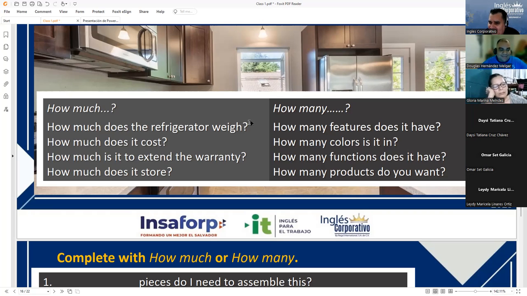Yes. How much is singular and how many is plural? Yeah, how much is non-count para los no contables y how many para los contables. How many, okay? So, how many features? Features, characteristics. How many characteristics does it have? How many colors is it in? ¿En cuántos colores viene, right? How many functions does it have? How many products do you want?